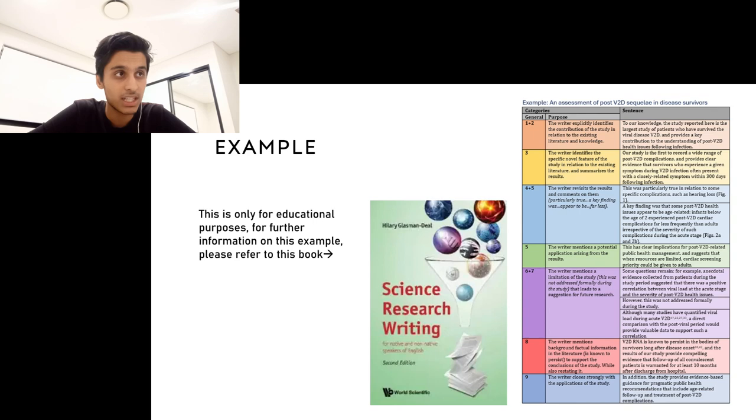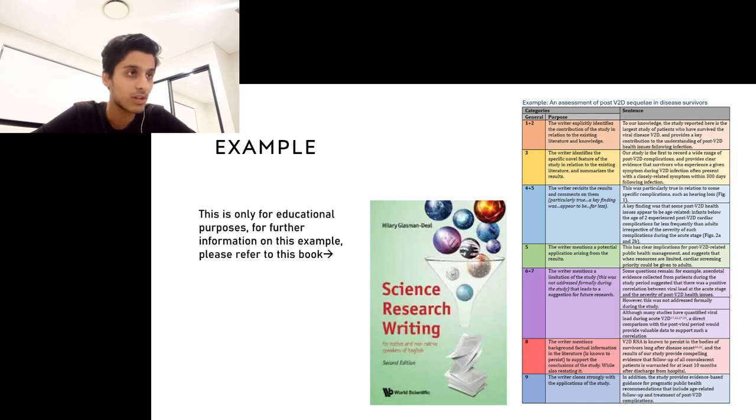Then the writer mentions the potential application. "So this has clear implications, blah blah blah, for public health. Related public health matters suggest that when resources are limited, cardiac screening priority could be given to adults." So this is the potential application in the health industry. Then the writer mentions the limitation of the study. So what went wrong?